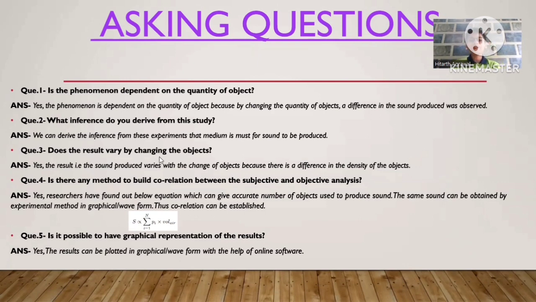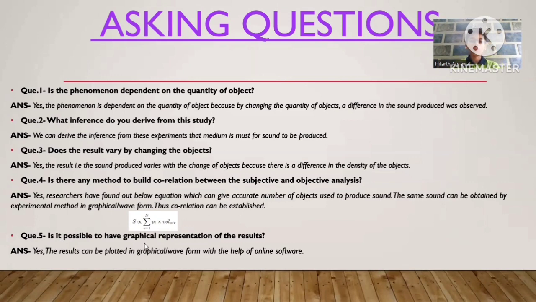Question number 3: does the result vary by changing the objects? Yes, the result, that is the sound produced, varies with the change of objects, because there is a difference in the density of objects. As we know, density is mass upon volume. So if we change the objects, the mass will also change, and therefore the density will also vary, and the sound produced will also vary. Question 4: is there any method to build correlation between subjective and objective analysis? Yes. Researchers have found the below equation, which can build correlation between subjective and objective analysis.